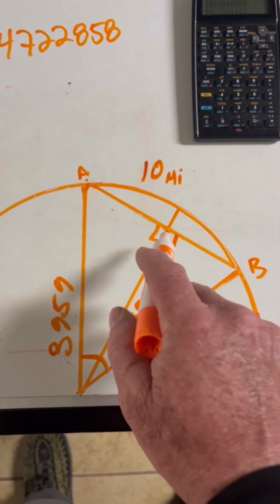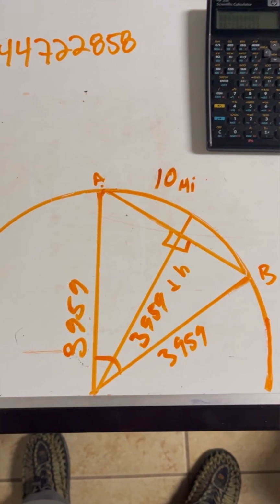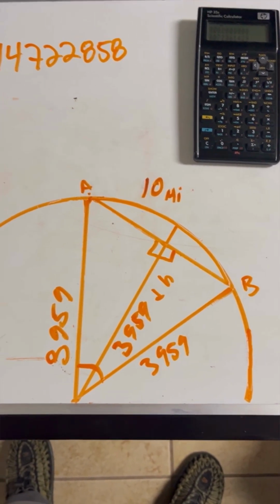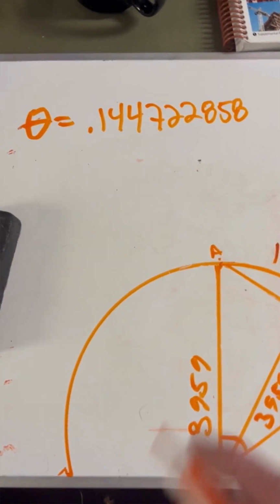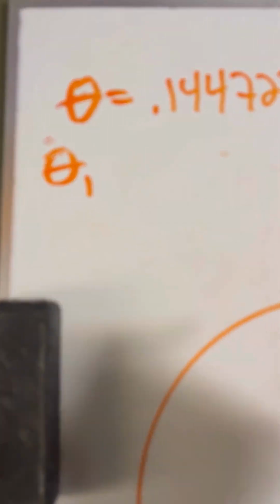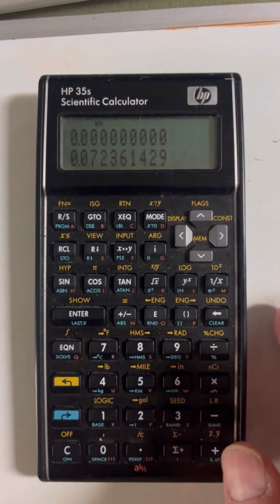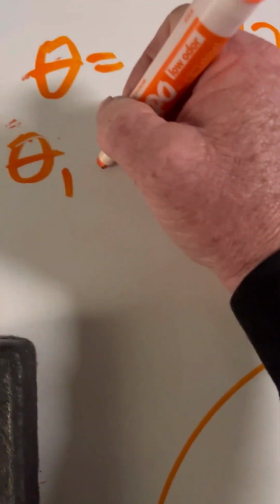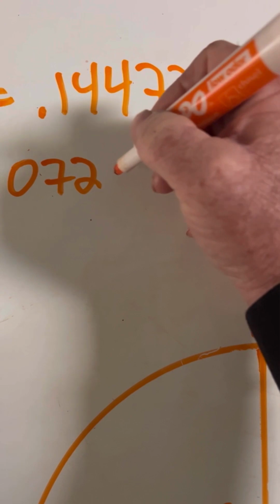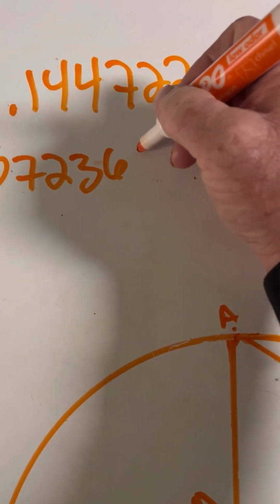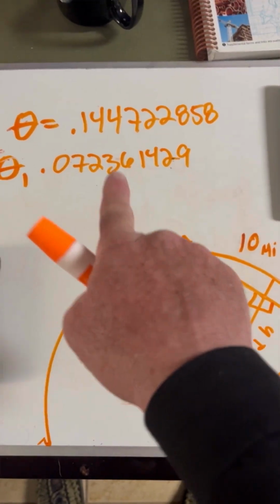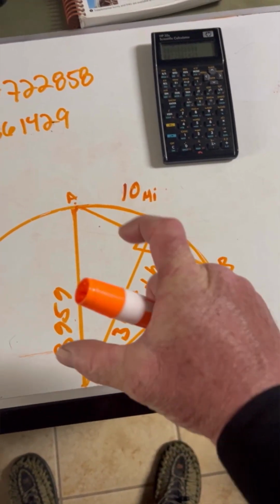Next thing I want to do is figure out where my right angle is. My right angle is here, which makes this now my adjacent side of my triangle, and this over here the hypotenuse of my triangle. And so what I want to do is get half of this angle. So we'll call it theta sub 1, and that's going to be 0.072361429.